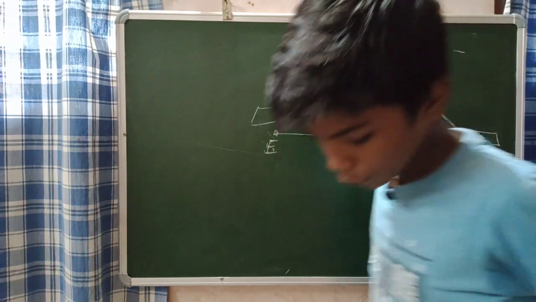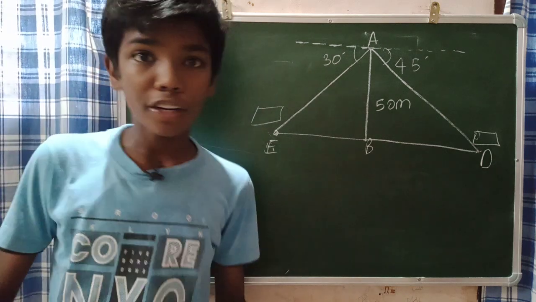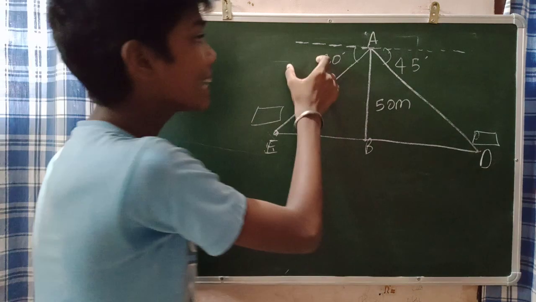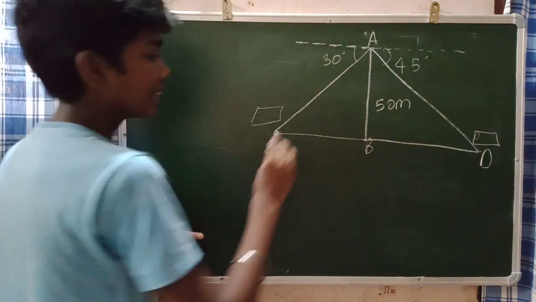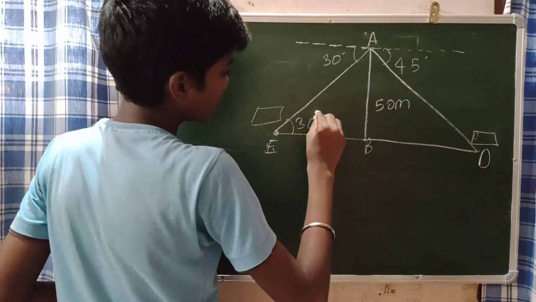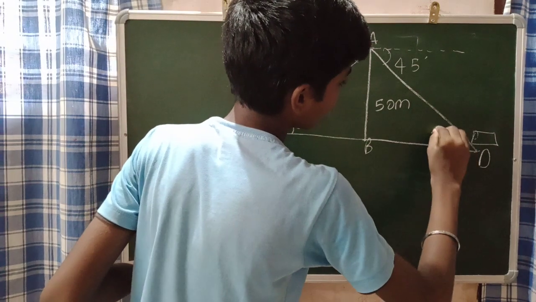Correct now? You know that already. That's the concept of application of trigonometry. So angle of depression, that's the definition. They are saying this angle is 30 degree, this angle 45 degree. Then of course this angle will be 30 degree and this angle will also be 45 degree.